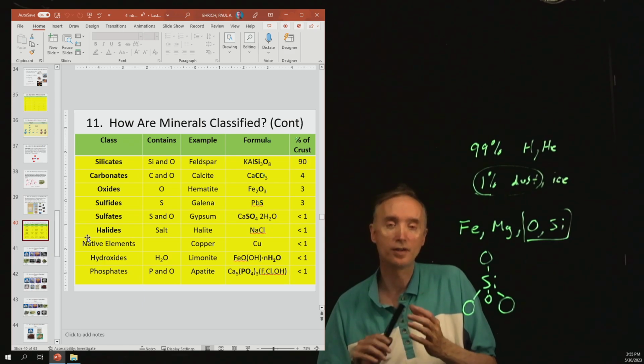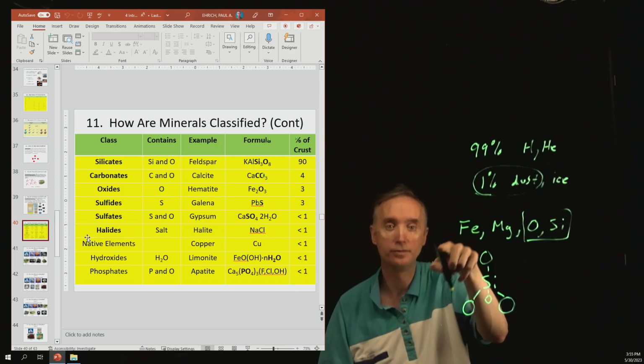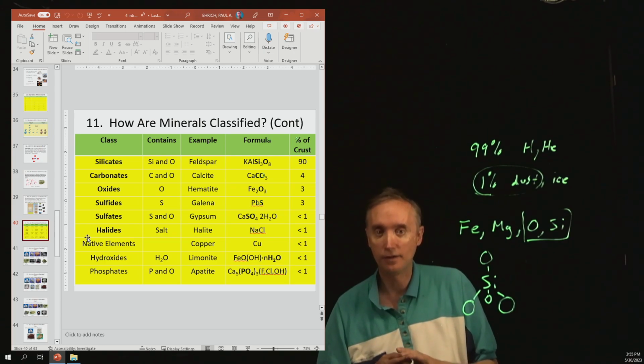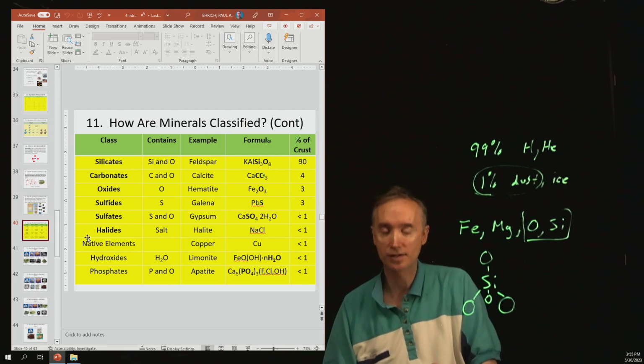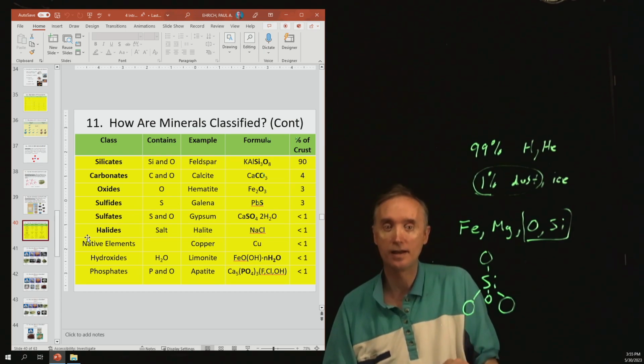So you should know the chemical formula for calcite. So that's going to be calcium carbonate. And then you should know oxides have oxygen in them. An example of this is hematite, which is rust. So it's iron oxide. Okay, a sulfide has sulfur in it. So an example of that would be galena. A sulfate has sulfur. The ate means oxygen. So it's a sulfate. An example of that is going to be gypsum.